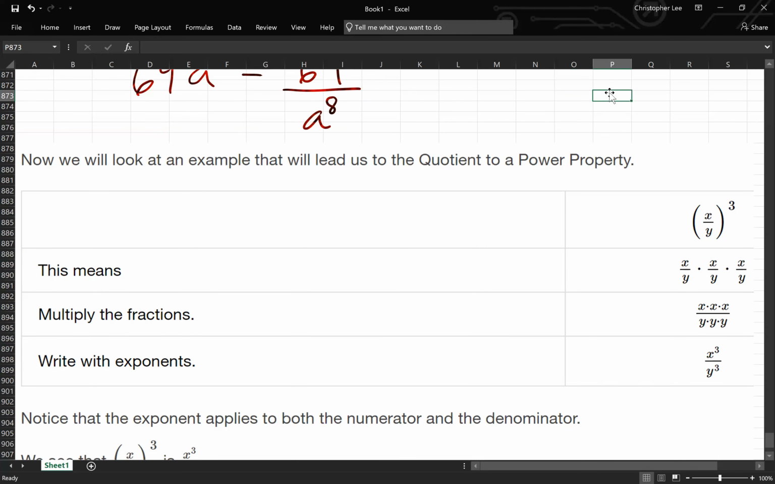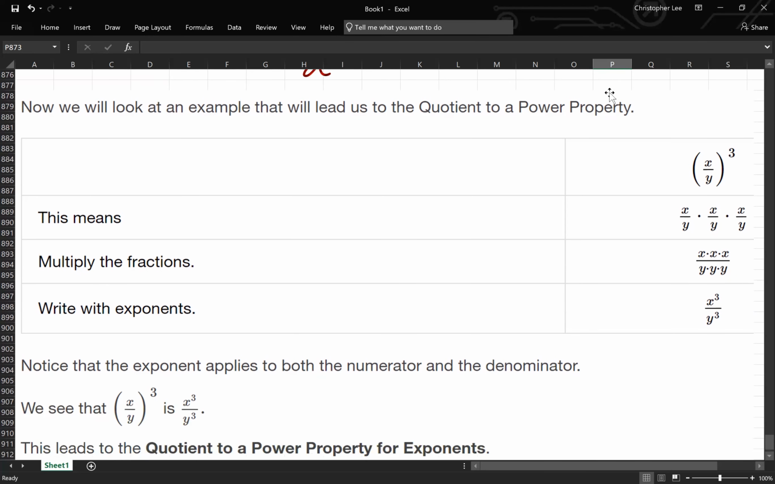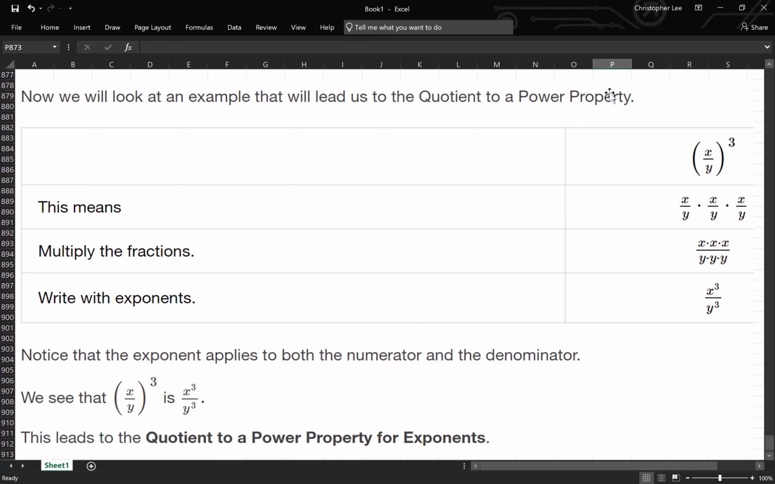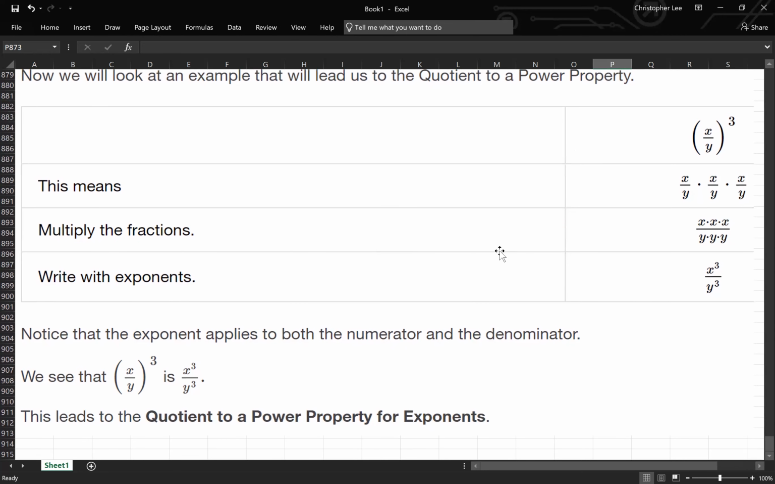Now we will look at an example that will lead us to the quotient to a power property. So let's say I have x over y raised to the 3rd power. We know that that means x over y times x over y times x over y, or we're going to have x times x times x over y times y times y, or x to the 3rd over y to the 3rd. So notice that the exponent applies to both the numerator and denominator. So we see that x over y to the 3rd power is x to the 3rd over y to the 3rd. And this leads us to the quotient to a power property for exponents.